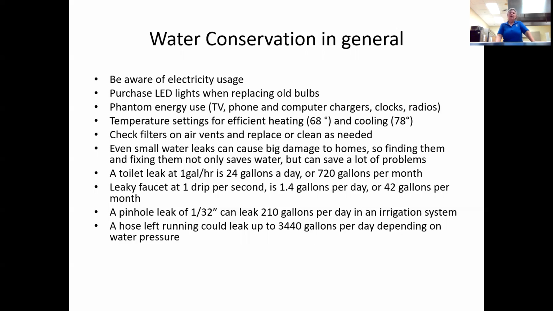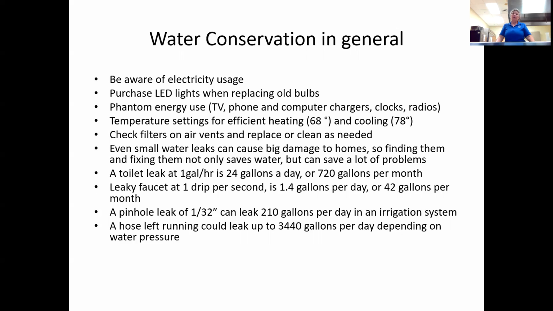Do your own experiment. When you're setting the temperature on your air conditioner, they recommend that the most efficient setting right now for cooling is 78 degrees. For a lot of people, that's really hot. This is what we're able to tolerate in our house. And during the winter, we set the temperature to 68, and that's cold. So we have to wear clothing, but it really saves on energy and money. Check the filters on your air vents, and make sure that they are clean, because dirty filters cause the air to not flow efficiently, and that uses more electricity, because the system has to work harder.